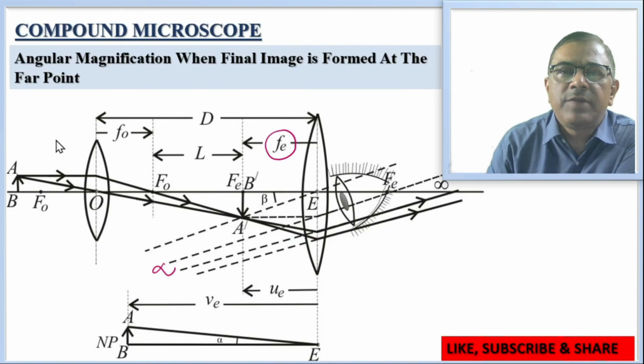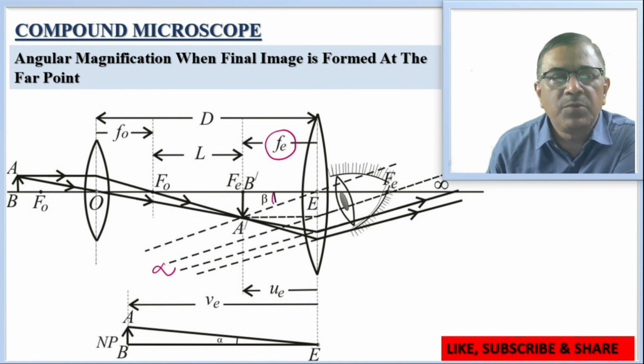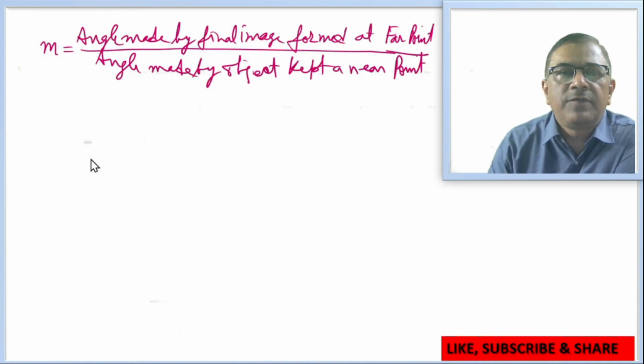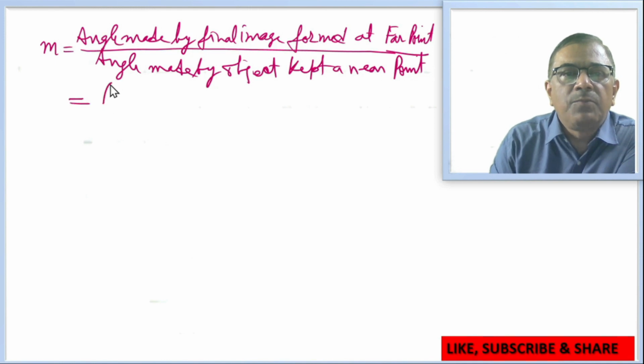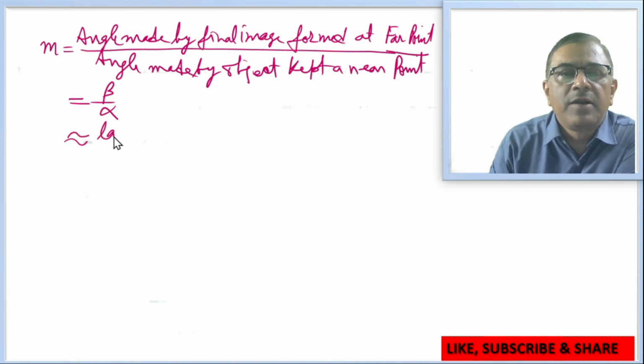As you can see in this diagram, beta happens to be the angle made by the final image formed at infinity, and alpha happens to be the angle made by the object kept at the near point, and hence this value equals beta upon alpha. I have already told that both beta and alpha happen to be very small angles, and hence this can very well be rewritten as tan beta by tan alpha.